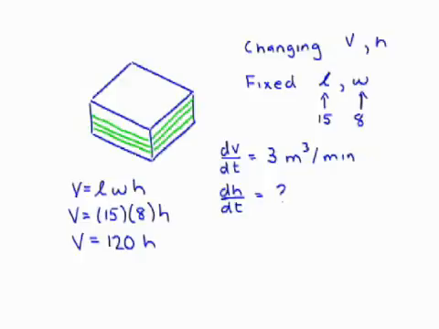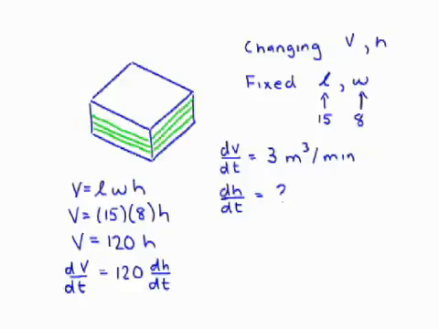So the derivative of V with respect to t would be dV/dt. So that's what we have on the left-hand side of the equation. On the right-hand side of the equation, we would have 120 dh/dt. That's the derivative of 120h when it's taken with respect to t, time.